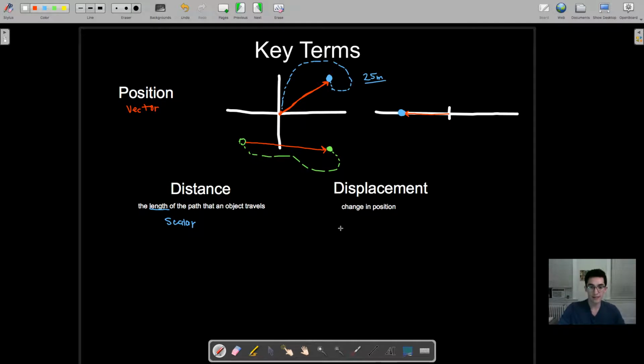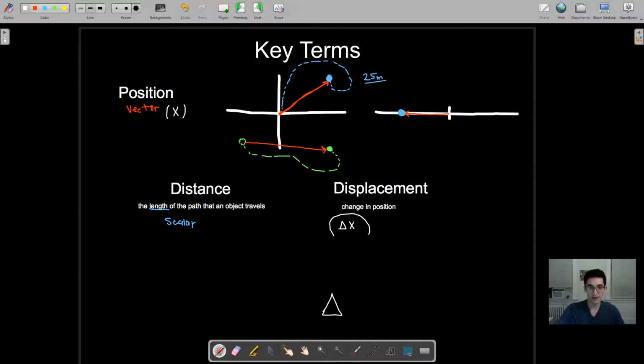And we represent displacement with the symbol delta x. Why delta x? Well, delta means change. This delta, this triangle, is the Greek letter for change, or the Greek symbol that we use to represent change in math. And x is how we describe position. X is our variable for position, at least in the horizontal axis. So we're going to be using x for a while to represent position. So change in position is going to be delta x.